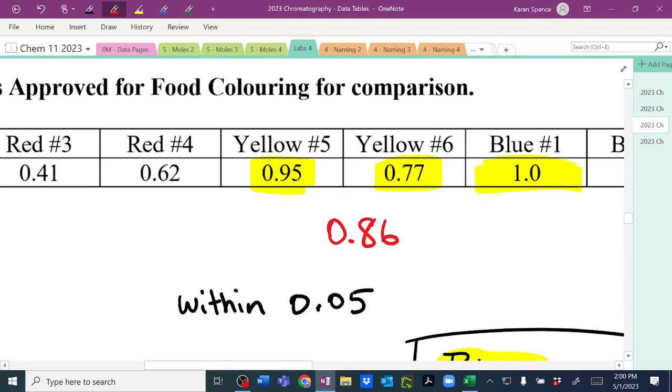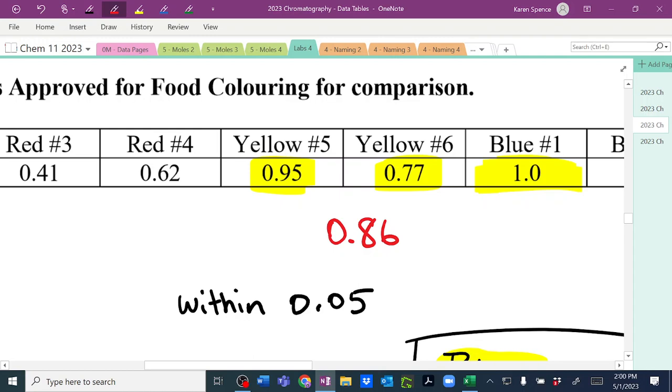It's not close enough to either of them, so you could say, no, it doesn't really match either of them. On the other hand, if you got like 0.9, you could say it's close to yellow number 5. If you got even 0.82, you could say it's close to yellow number 6. Okay, so it's going to be based on your results. All right, so make your comparisons.